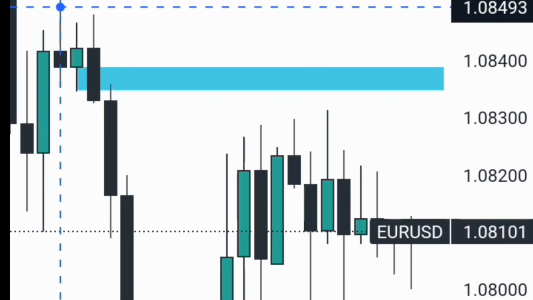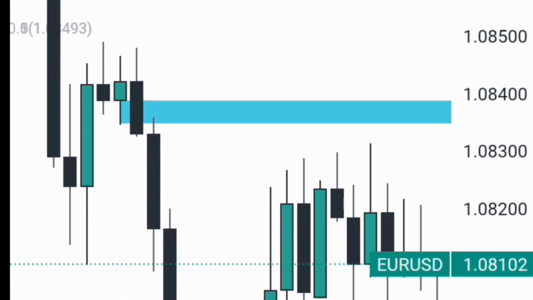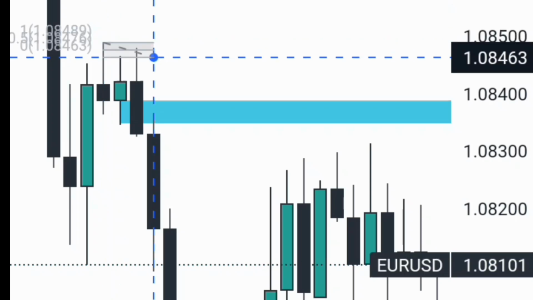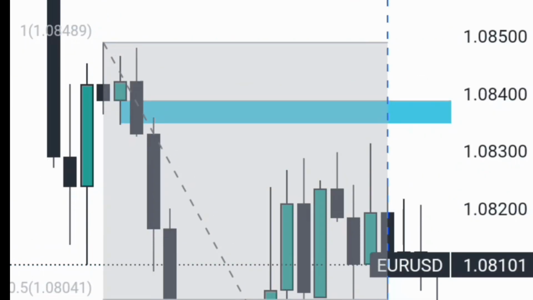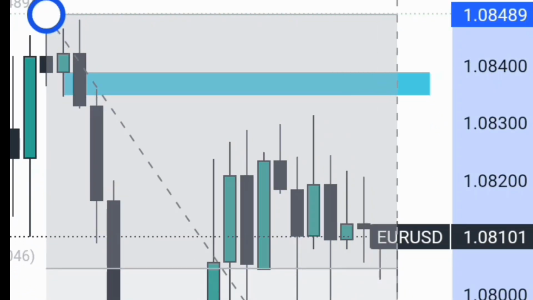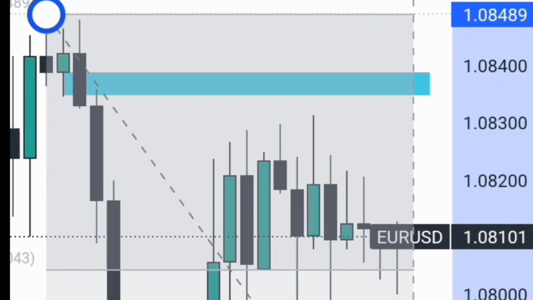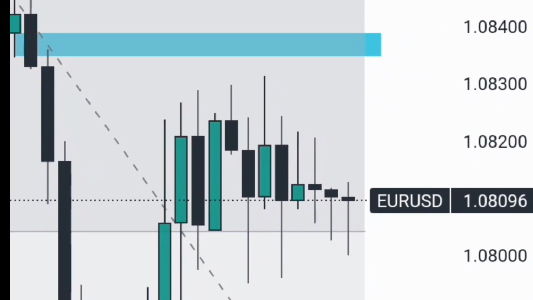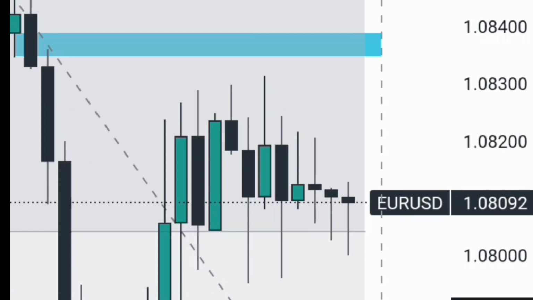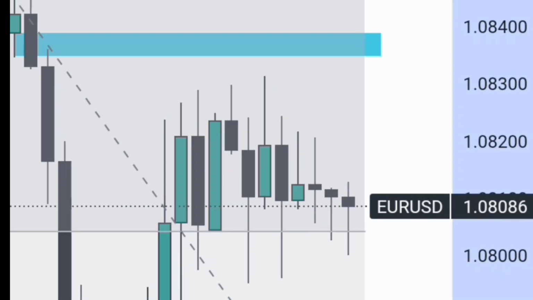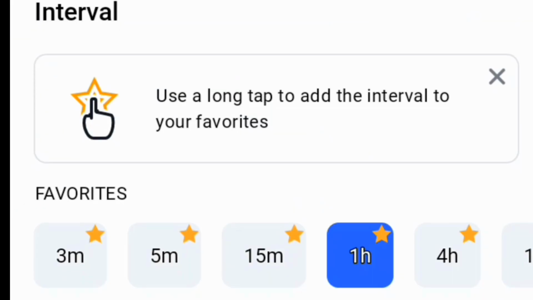My head is telling me to measure that range and see the premium and discount arrays. As you can see, guys, we are pretty much in premium. We're just at equilibrium because of that candle's wick. But let us see down into our 1 hour chart.